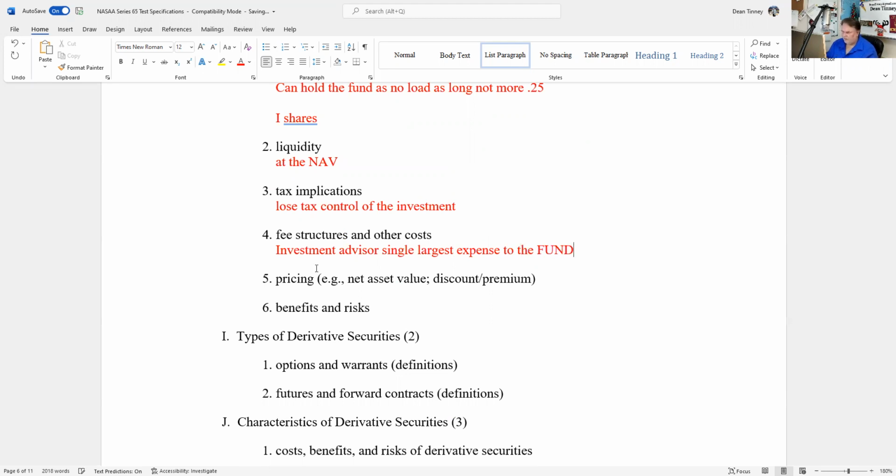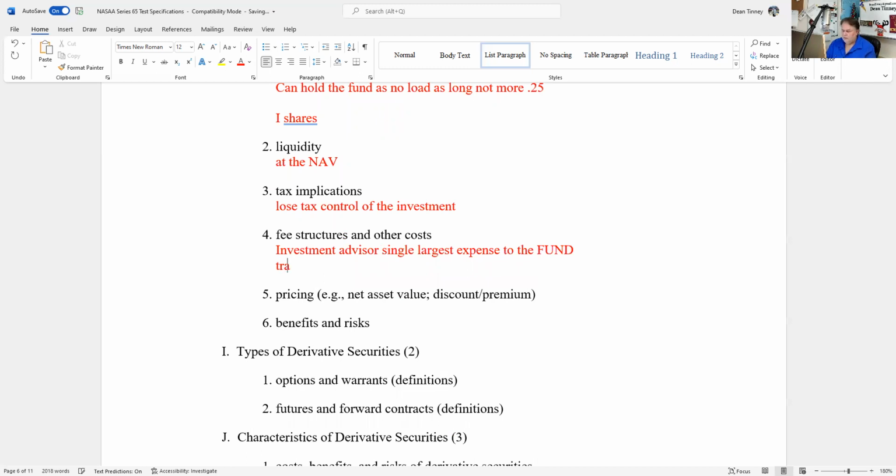So I'm just trying to make that distinction, that there are some costs that are paid by other things. So there are ongoing fees. There are trading costs. You might want to see what the turnover in the portfolio is. A fund that is churning over the portfolio, buying and selling securities, is going to have higher trading costs.